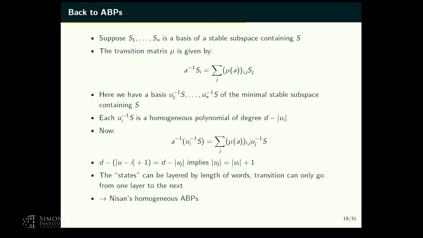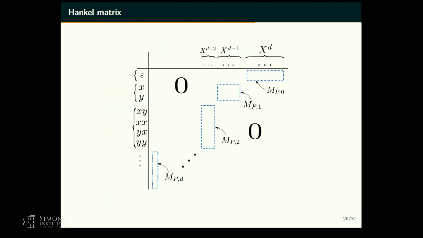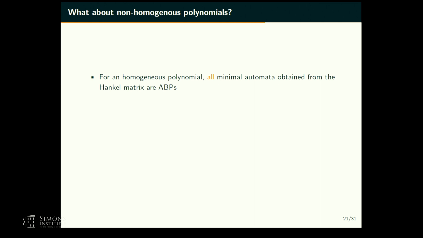This can be seen because of the way you define your matrix, but I'll skip this. It can be seen better here: basically you'll be expressing certain polynomials of a certain degree as linear combinations of other polynomials of degrees that can be different. But since you have a kind of block matrix, if your polynomial is homogeneous, you cannot complete some monomial with something that is too small or too big, etc. Okay? So what about non-homogeneous polynomials? What I just said is that if it's homogeneous, all minimal automata obtained from the Hankel matrix are ABPs.